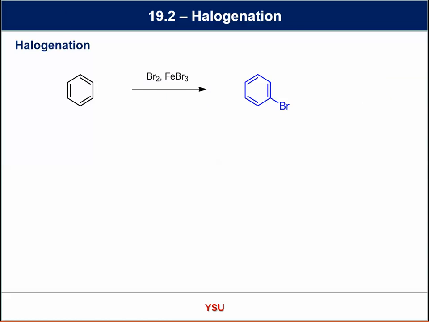So we can start off by halogenating. We talked about the use of Br2, and we have to add a catalyst here because the benzene is not reactive enough on its own. And if this happens, we're going to see the replacement of a hydrogen with a Br, and that then is electrophilic aromatic halogenation.